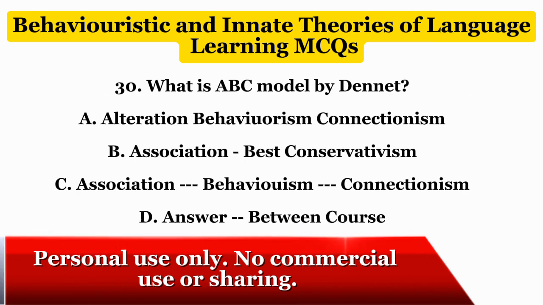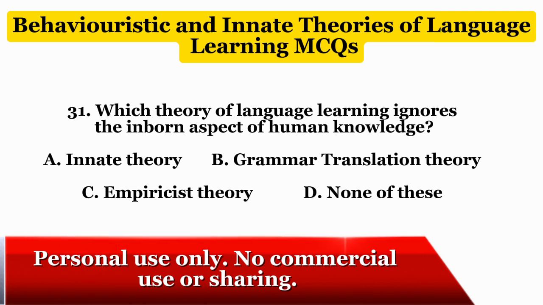What is ABC model by Dennett? Alteration, behaviorism, connectionism; association-based conservatism; association, behaviorism, connectionism. Right option is C. Association, behaviorism, connectionism. Which theory of language learning ignores the inborn aspect of human knowledge? Innate theory, grammar translation theory, empiricist theory, none of these. Right option is B. Grammar translation theory ignores the inborn aspect of human knowledge.